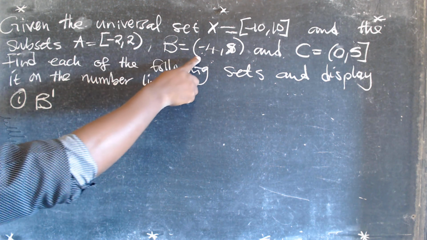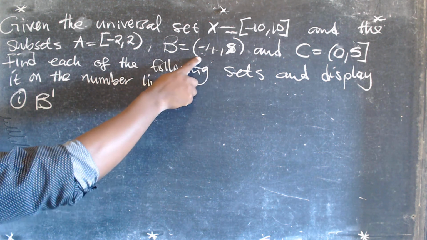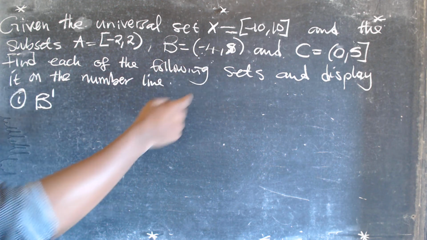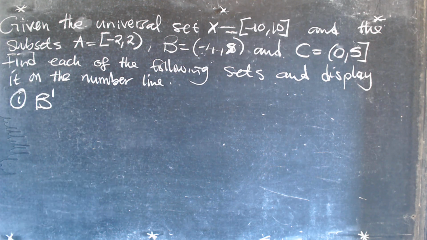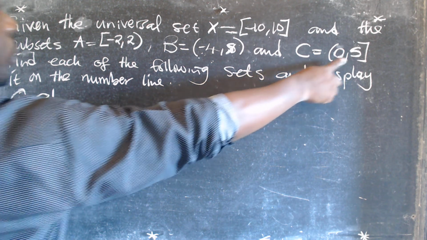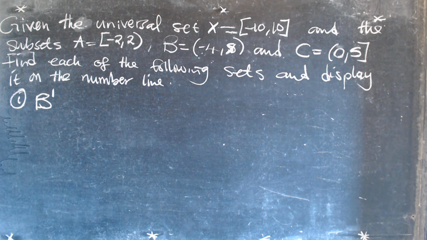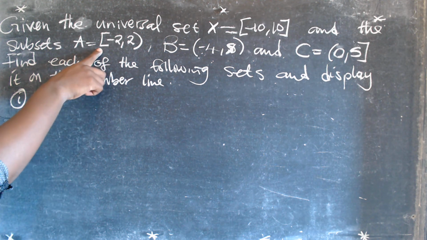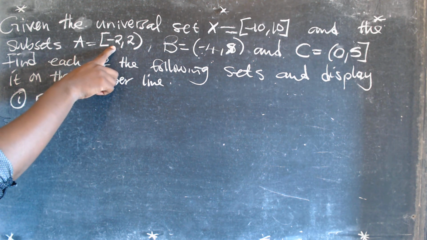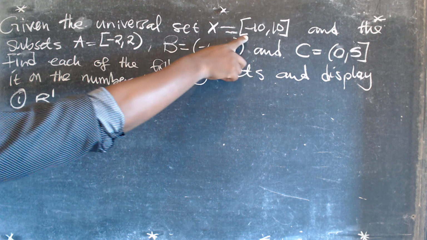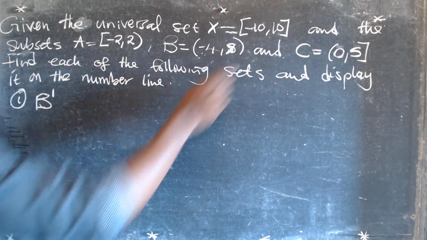Then B is from negative 4 to 8, where negative 4 is not part of the set and 8 is not part of the set, that is, all the numbers between negative 4 and 8. C, we have 0 to 5, where 5 is part of the set but 0 is not part of the set. So when you use this type of bracket, this means that the number that follows here is part of the set. This is closed, this is part of the set, this is open, this is not part of the set. So in this case, this 10 is part of the set and this is also part of the set.